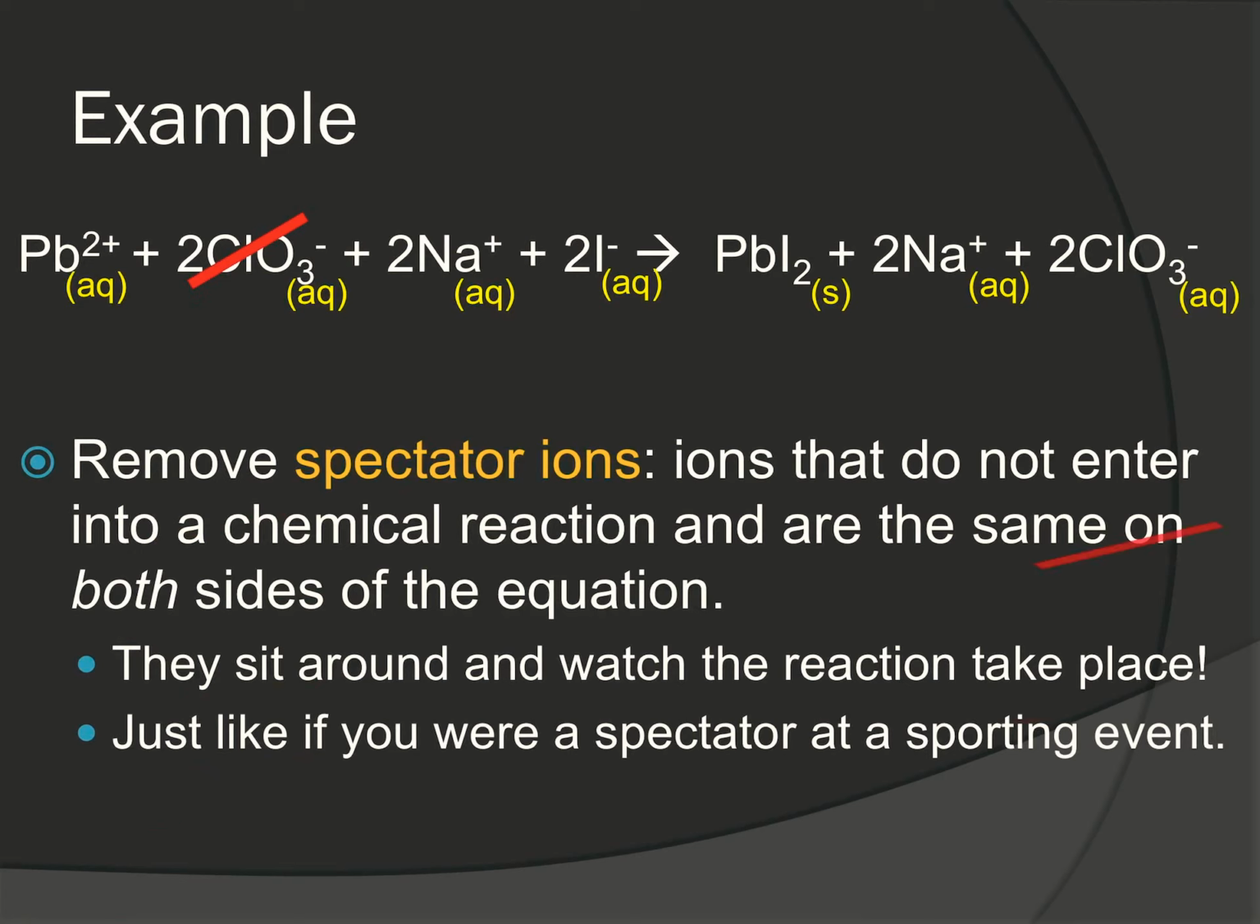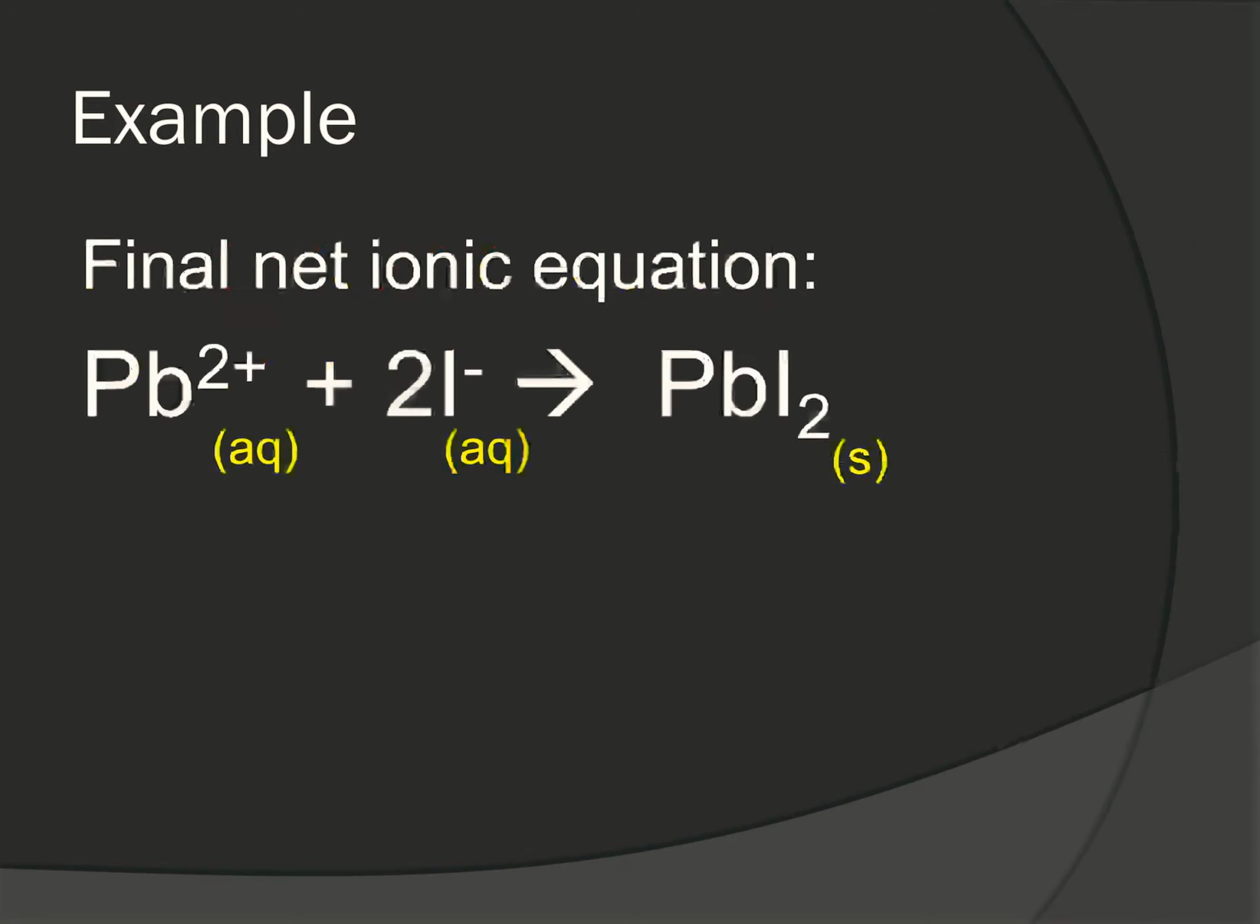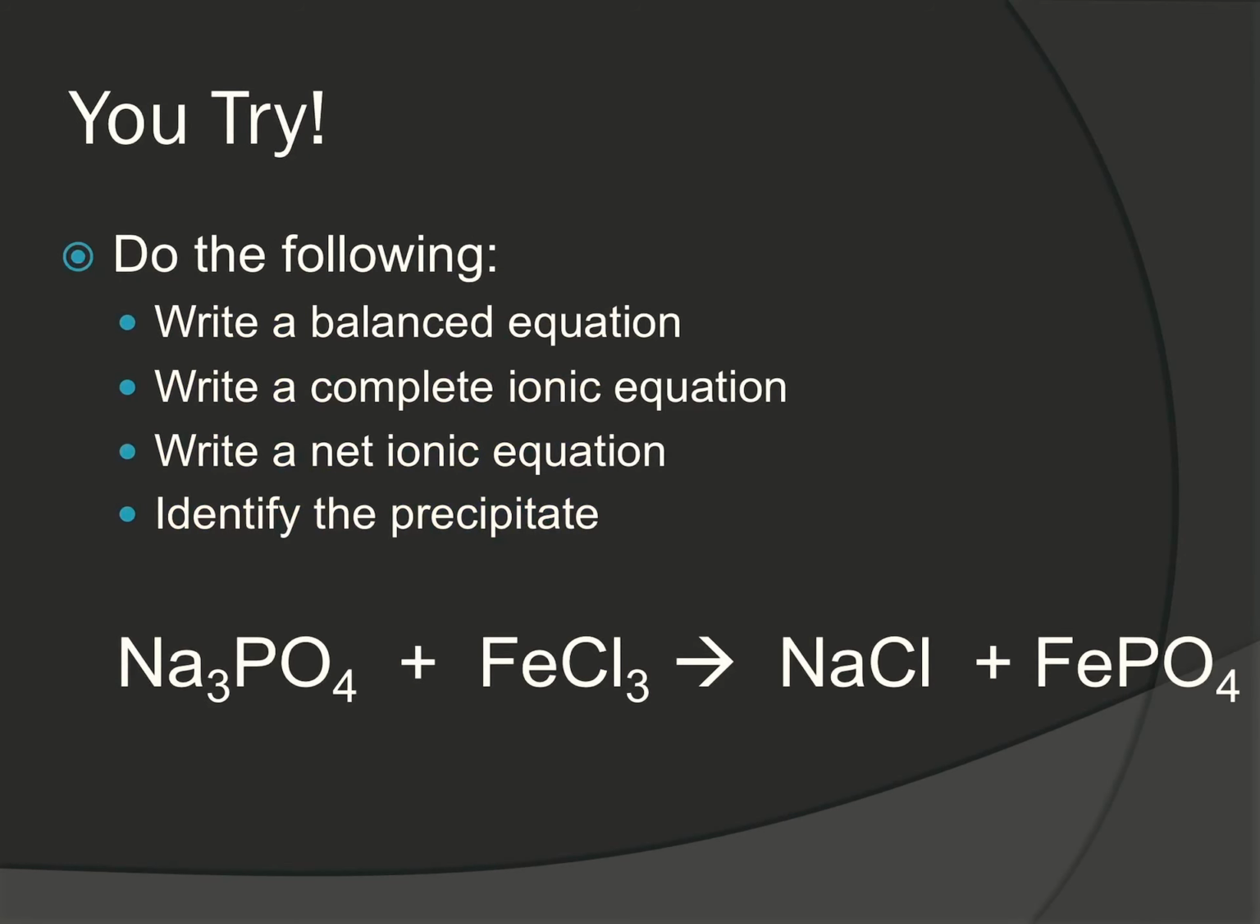So, chlorate is actually going to cancel out because it's the same before and after the reaction. It didn't participate in anything. And then sodium is going to cancel out. It's the same before and after. It didn't participate in anything. So what we're left with is the lead and the iodine before the reaction. They're both aqueous. And then after the reaction, they combine to make a precipitate or a solid.